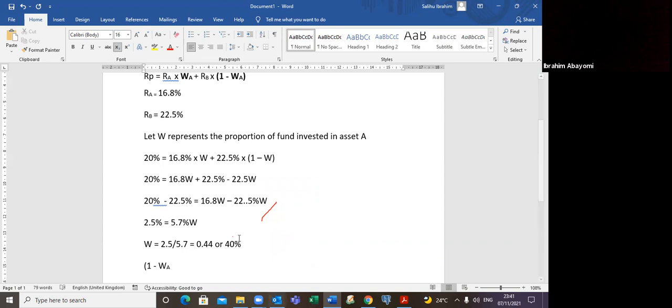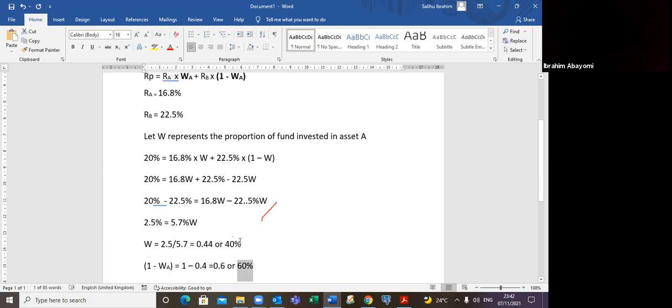One minus weight of A. So my 1 minus weight of A will be 1 minus the proportion of my money that I'm putting on A, which is 0.4. So that's 0.6, or 60%. So for me to get a return of 20% on my portfolio, I will need to spend 40% of my money on investment A and 60% of my money on investment B.